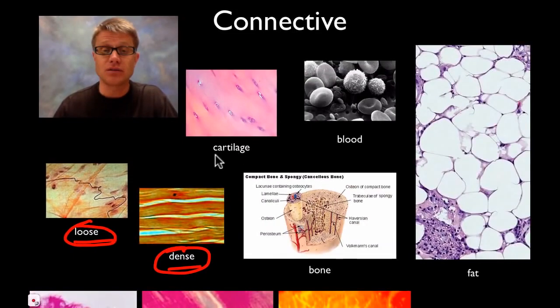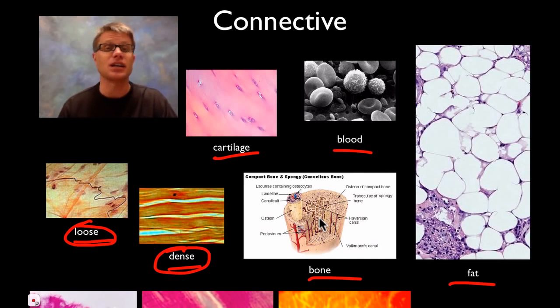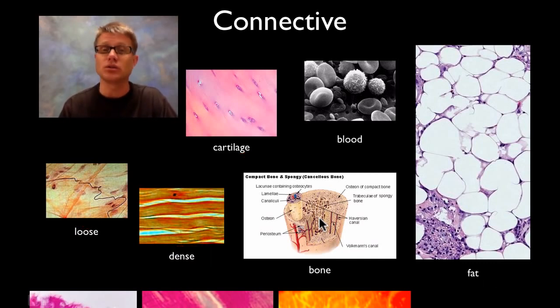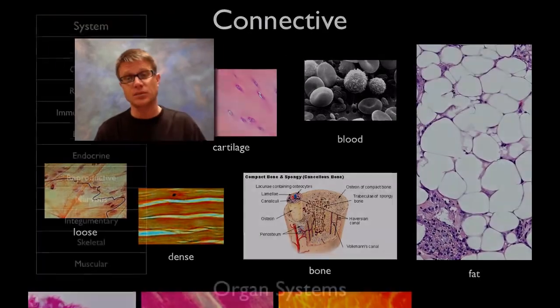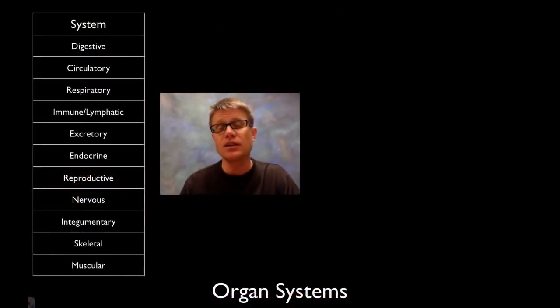So other types of connective tissue would be like cartilage, blood, bone, fat. These are all connective tissue. All of these things connect the other types of tissues. And so again, there are only 4 different types of tissues inside our body. And then the final thing I want to leave you with is kind of a preview of where we're headed, the different systems inside your body, and basically what they do.